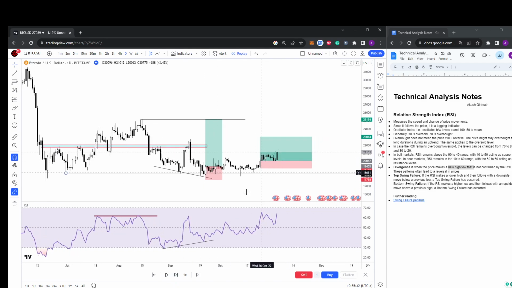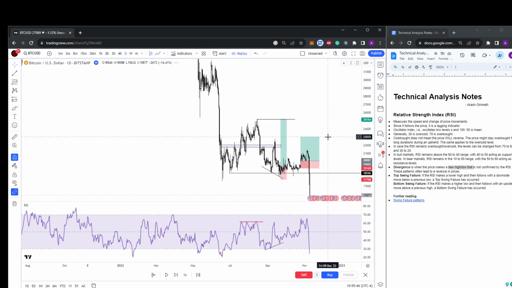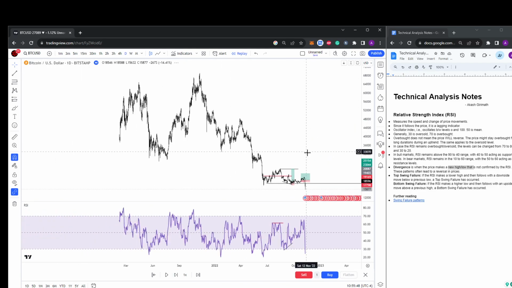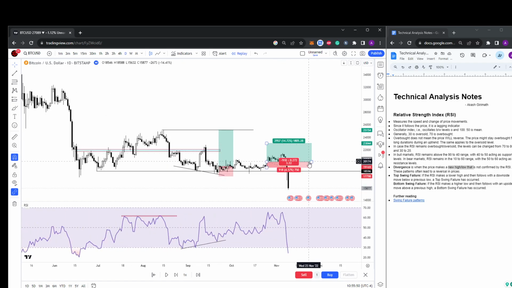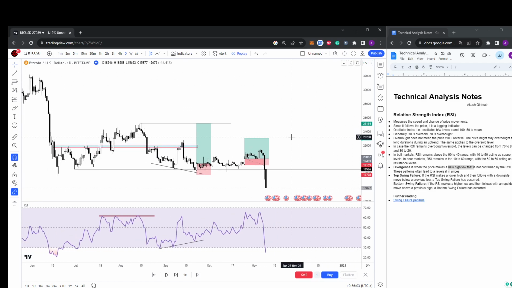There might be a wick down here, but let's see what happens. Boom, stopped out, right? So this is another lesson which goes to show that just because RSI has flipped 50, it doesn't necessarily mean that it's going to remain there for a very long amount of time. Now, 9th November 2022, this could have been an event. I'm not sure what that is.